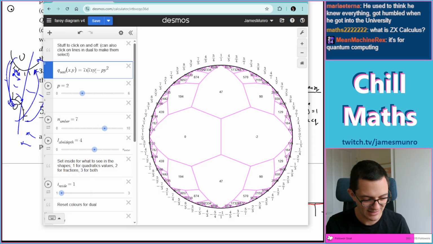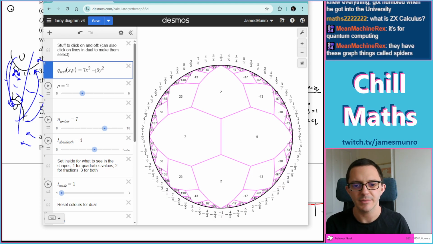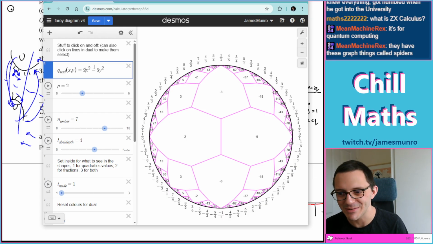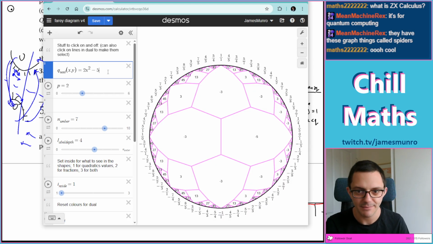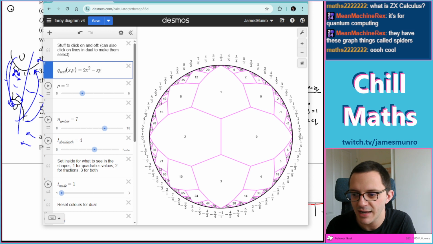So I think I want 7x squared minus, and then I'll go for 5y squared. That's going to be 2 in here. Oh yes, I remember this. We talked about this before. It was set up as if we were doing it before. And this one, actually, I want to be xy. Okay, so we get this quadratic form. It's got a 0 at the point 0, 1. And then it's got another 0, which in this case is tangent to the first one.